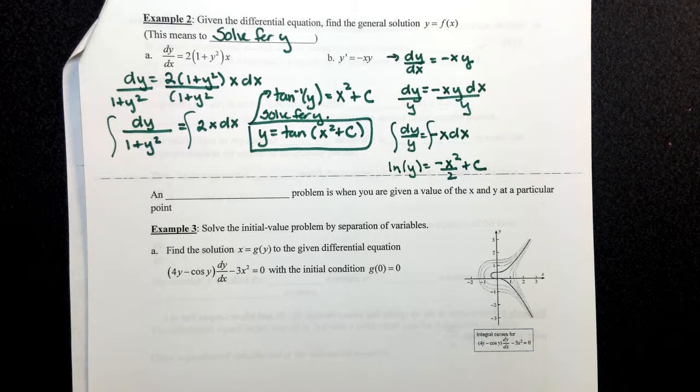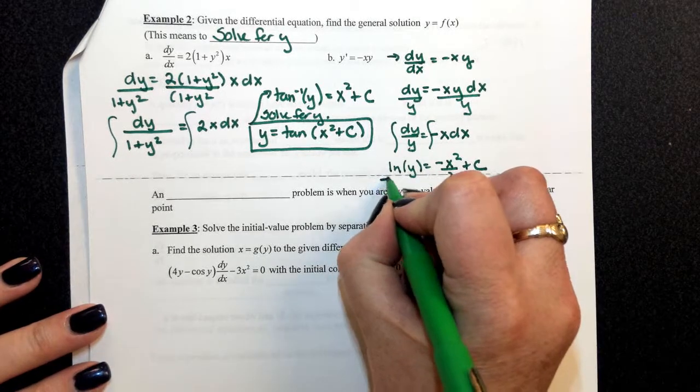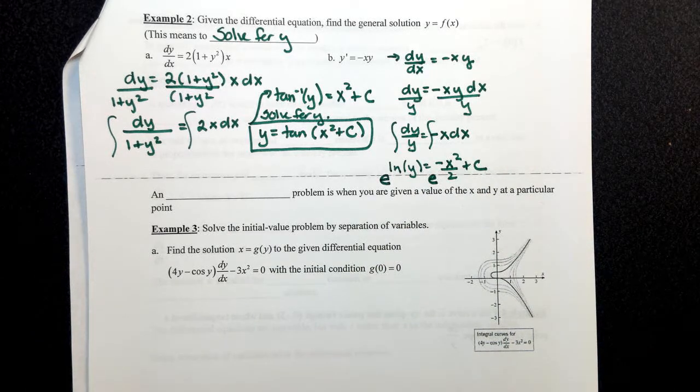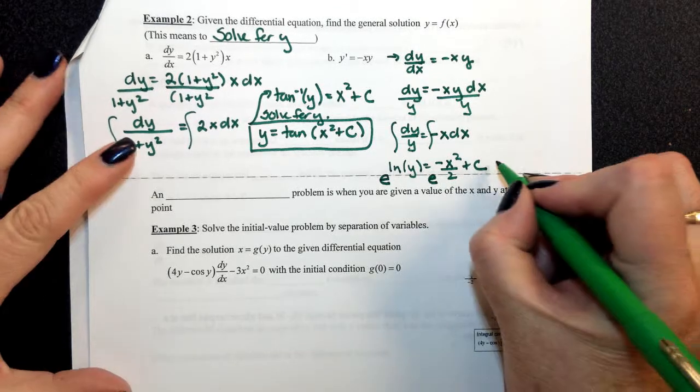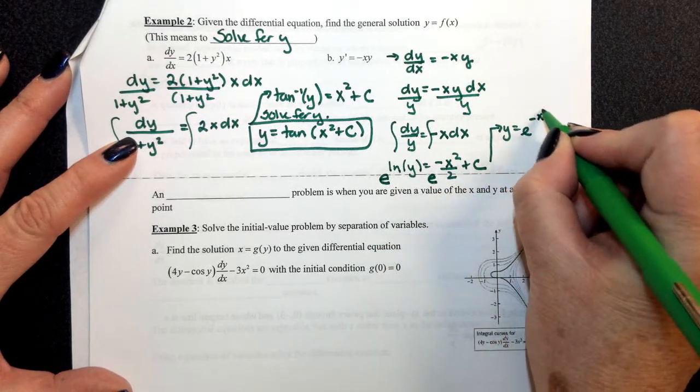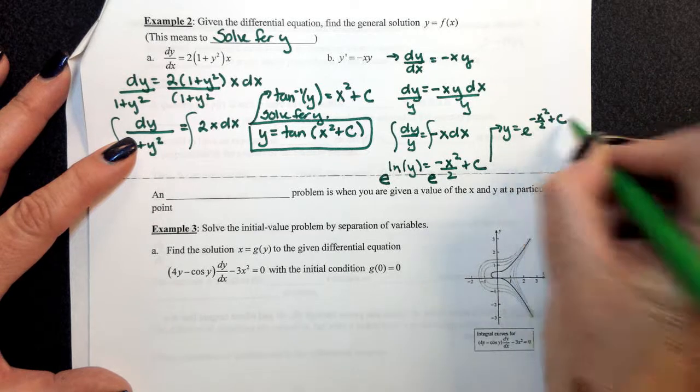How do I solve this one for y? Raise it to the base of what? e. Remember, we call this exponentiating the equation. So I'm going to take my e and raise that whole entire equation to become the exponent. We call that exponentiating the equation. It's because what happens when you have e raised to the natural log of y? That's just going to give me a what? y equals e to the negative x squared over 2 plus c.